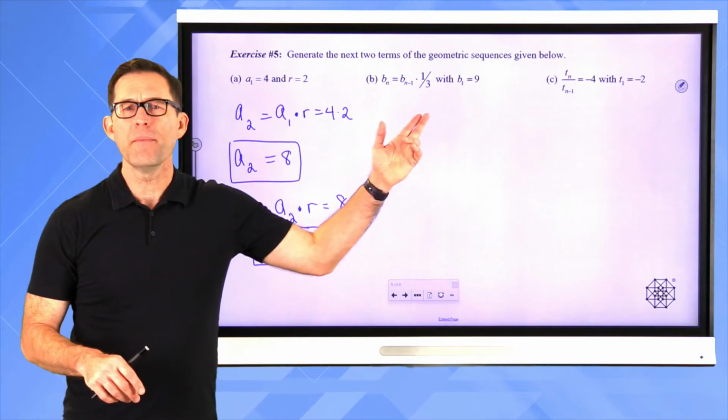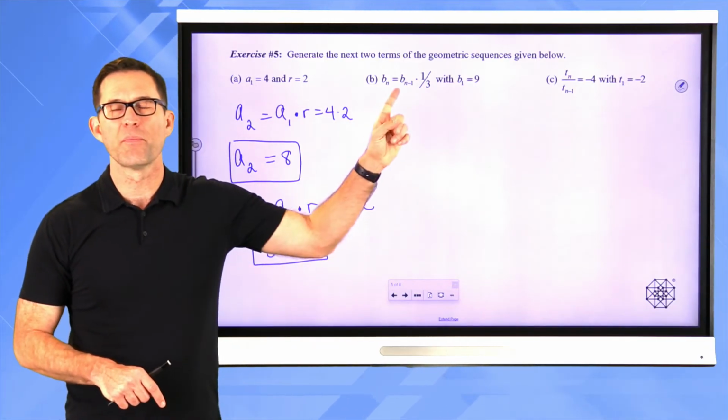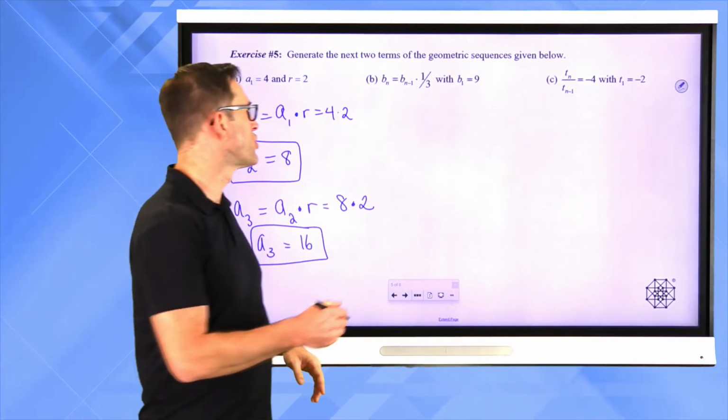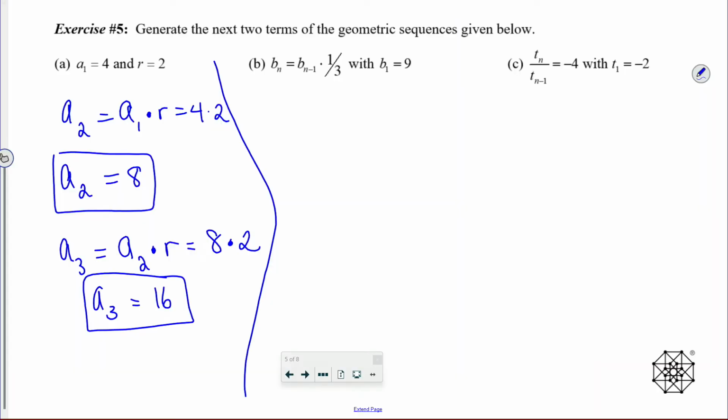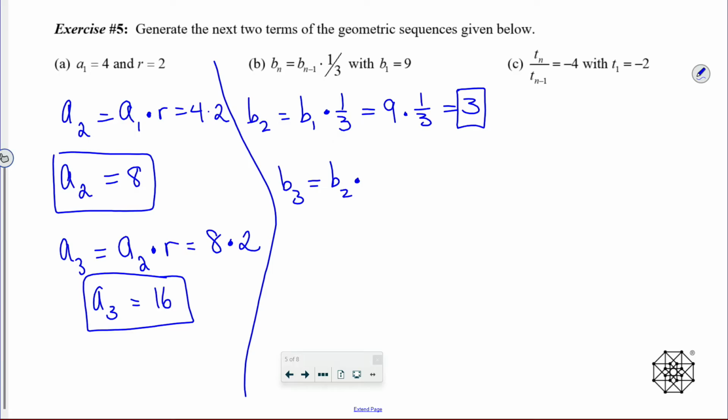All right, maybe B gets a little bit more ugly because we're multiplying by 1/3, but I still tried to make the numbers turn out nicely. B2 is going to be B1 times 1/3. That's 9 times 1/3, and that gives me 3. And B3 is going to be B2 times 1/3, that's 3 times 1/3, and that means B3 is going to be equal to 1.